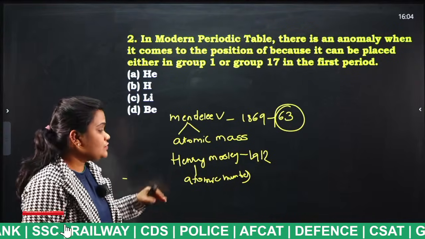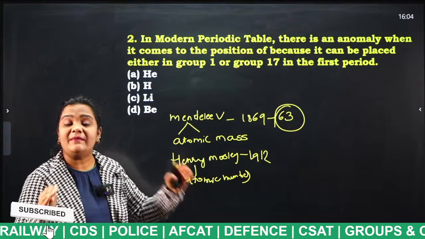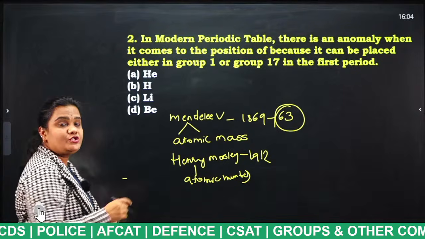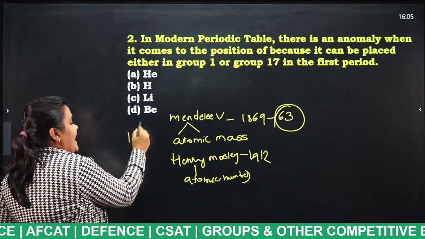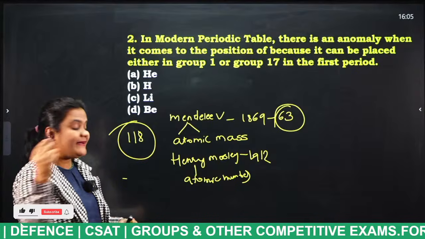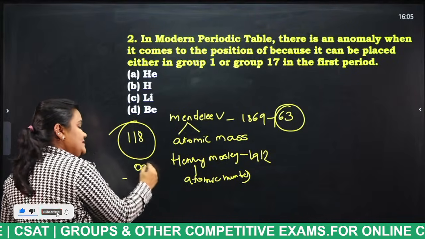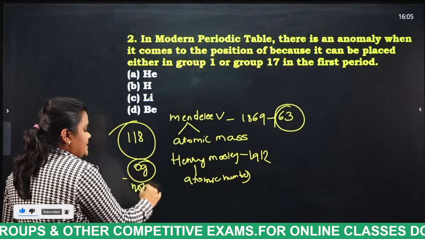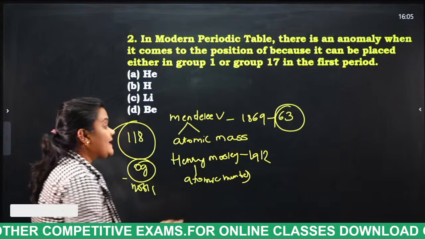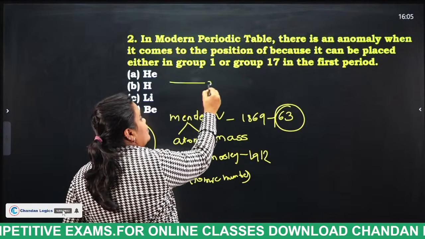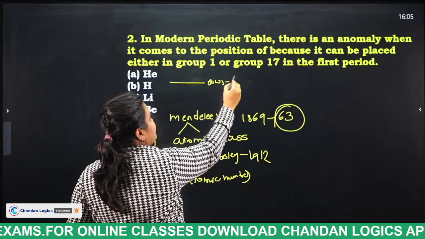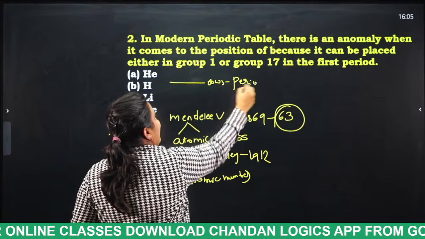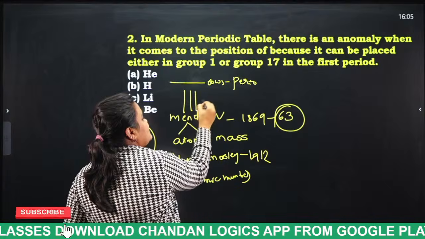So as of now, how many elements are there in the modern periodic table, students? 118. And what is the last 118th element? Og. And this is also a noble gas. And the horizontal rows are known as what, students? Horizontal rows are periods and vertical columns are known as groups.